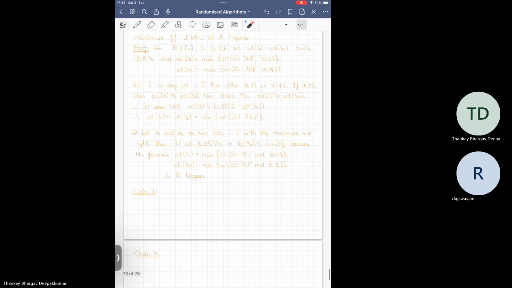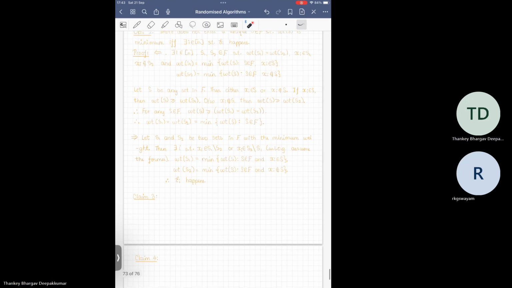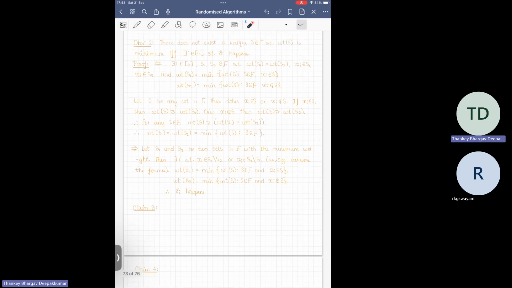So we have shown that the only way that you do not have a set with a unique minimum weight is if and only if some of the EIs happen. Now I want to say something about the probability of there not existing such a unique S. So I can just look at the probability of this thing, right? Because these two are the same.